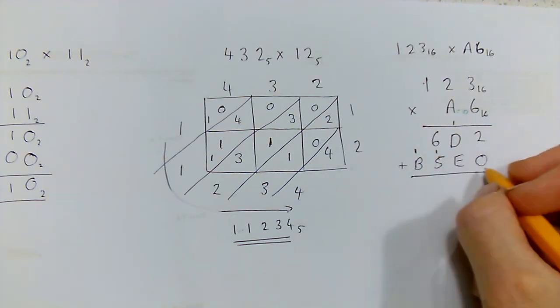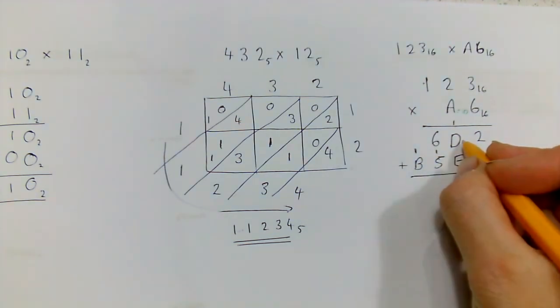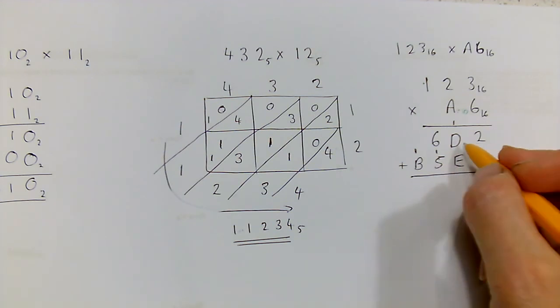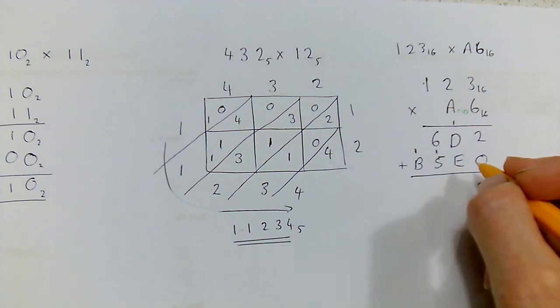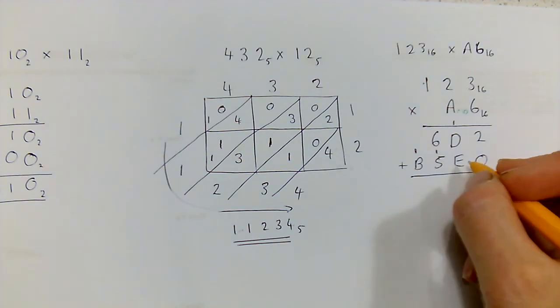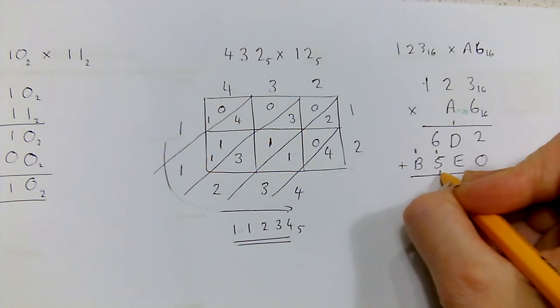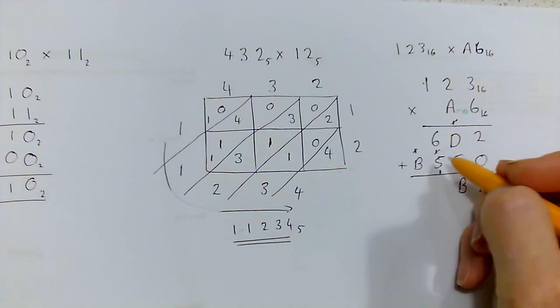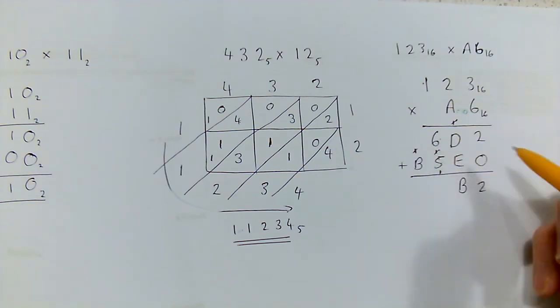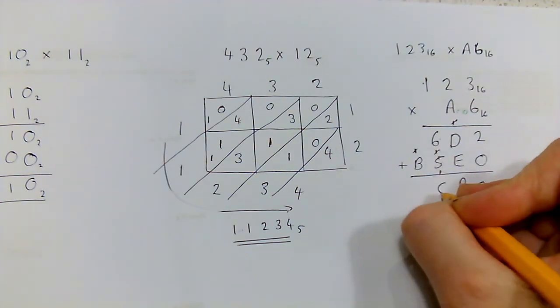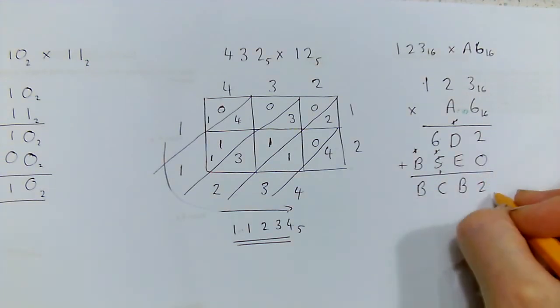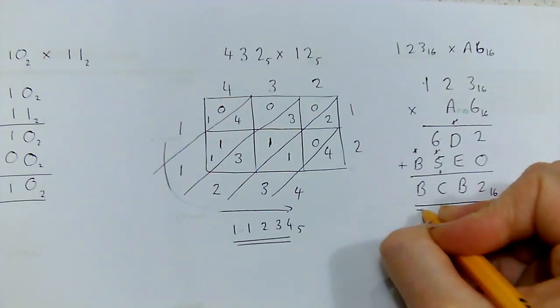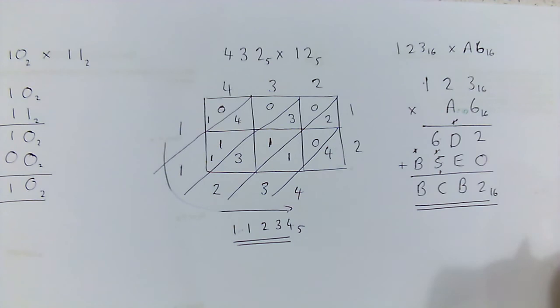Okay, and now we're going to add up. So we've got 2. Now D plus E, so 14 add 13 is going to be 27. Okay, and 27 is 16 plus 11. Okay, so we put 1 in the 16 column. Okay, and 11 is B. Right, now we've got 6 add 5 add 1, so that's 12. Which is C, and then we've got B. So our answer would be BCB2, base 16.